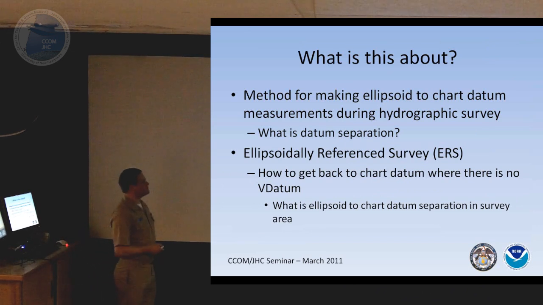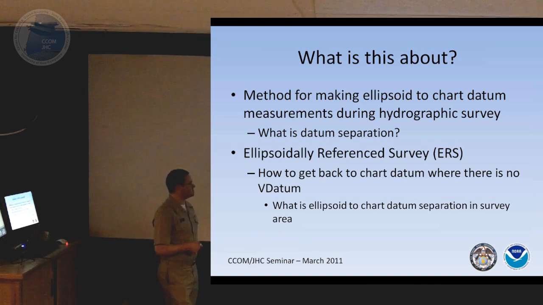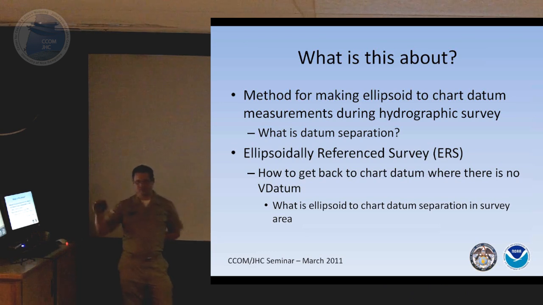So what this is about is trying to make measurements between the chart datum and the ellipsoid as you survey. And the reason this is important is basically in the context of ellipsoidally referenced survey. You want to know your datum separation so that when you've completed your survey to the ellipsoid datum, you have a way back to your chart datum.